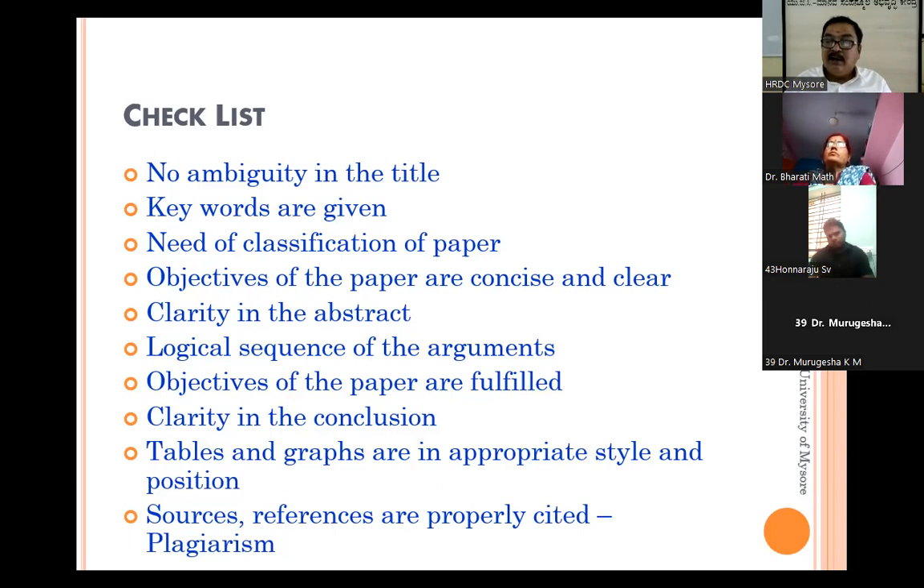And whether you have presented the tables and graphs in appropriate style and position, verify that. Sources given, references given, and it is very important to check for plagiarism also. Once you have completed all these things, rewrite your article. It will increase the quality of your article to the very highest level, right?